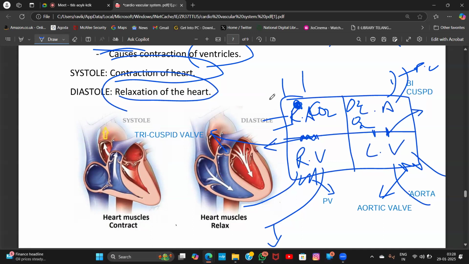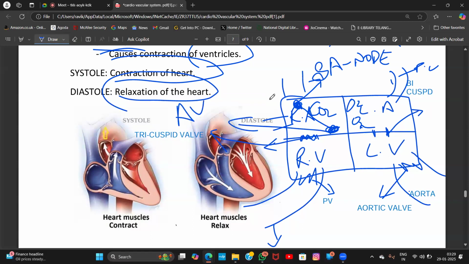There's a node present on the right atrium. Which node is it? The SA node, sinoatrial node. The sinoatrial node generates the electrical impulse. It helps in contraction of atria, both atria contract. This SA node sends the electrical impulse to the AV node.